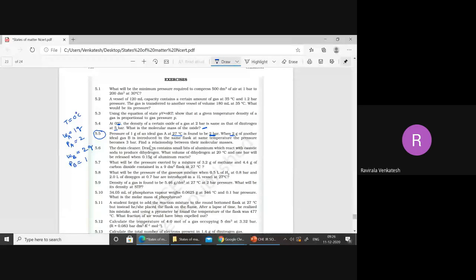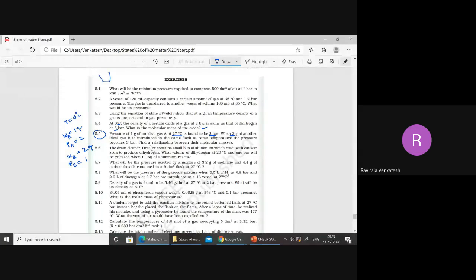Actually, when you introduced gas A in a container, the pressure is what? 2 bar. Second time, if you introduce gas B, the pressure is becoming what here? 3 bar. So how much difference you got here? 1 bar here. Understood?